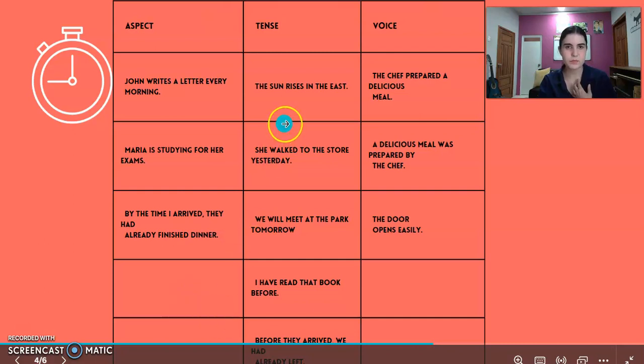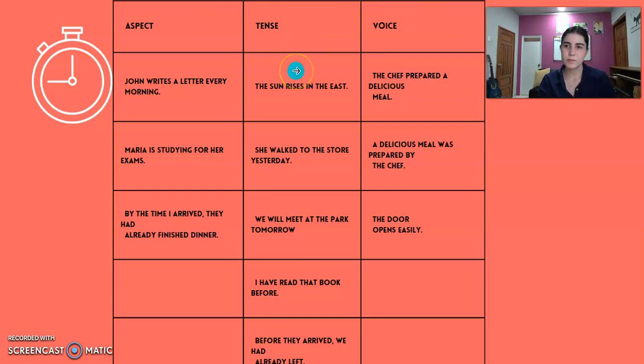We have the examples of the tense. The present tense: the sun rises in the east. The sun is always going to be rising in the east every day. The past tense: she walked to the store yesterday. The future tense: we will meet at the park tomorrow. And the present perfect tense: I haven't read that book before. It's something that I read before, and now I can still be reading it again.